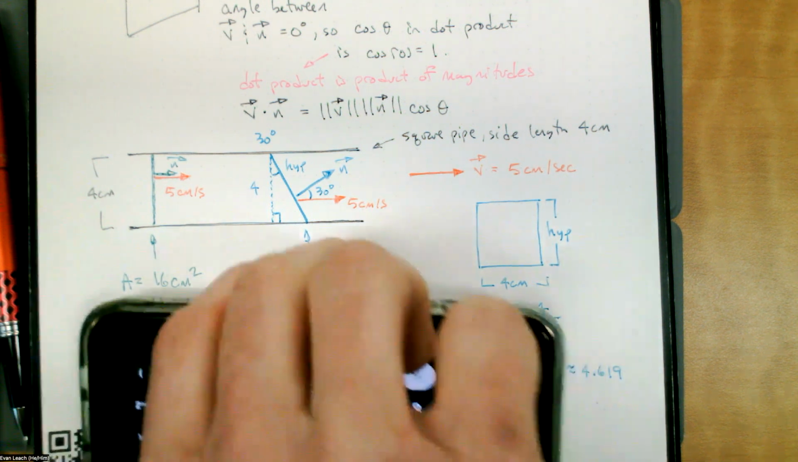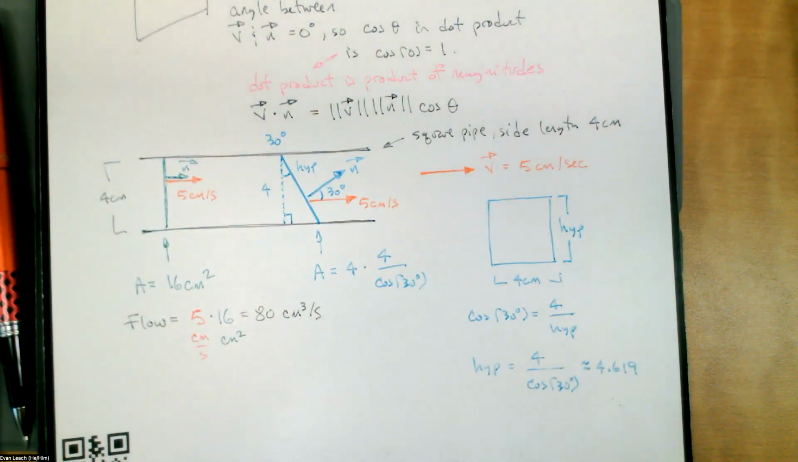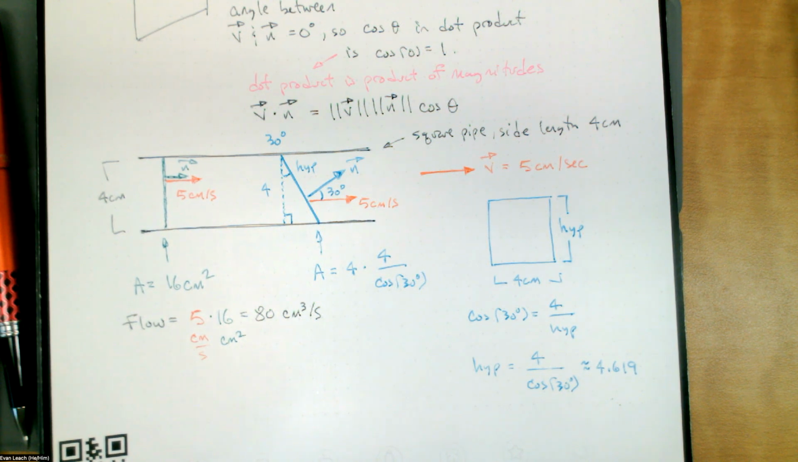Yes. And so that'll give us 18.475. The important part is we take the area and we divide by the cosine of 30. That way, if I make this pipe circular with a diameter of 4 centimeters, we can find the area pi times the radius squared. And then if I angle that circle off into an ellipse at 30 degrees, we do the same thing, divide by the cosine of 30.